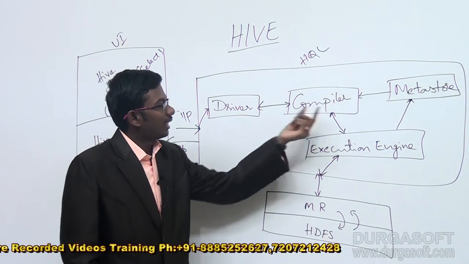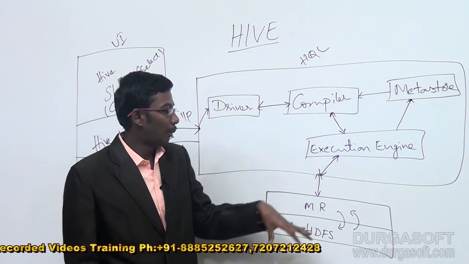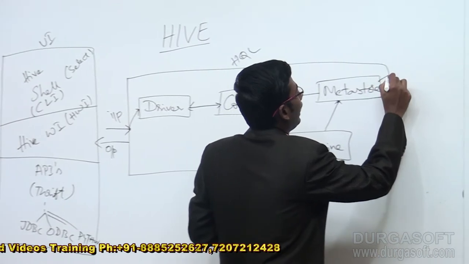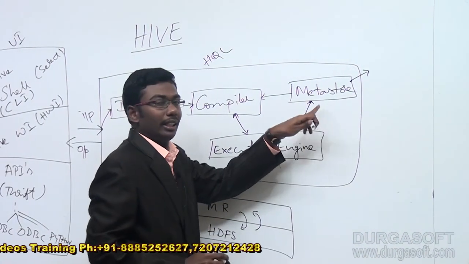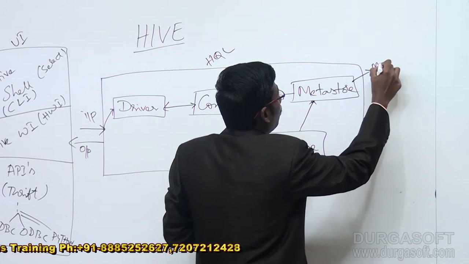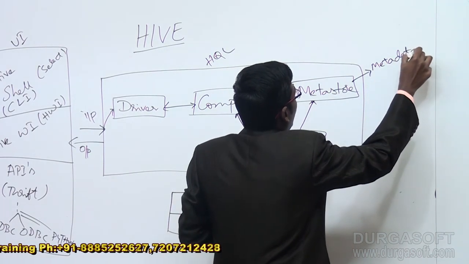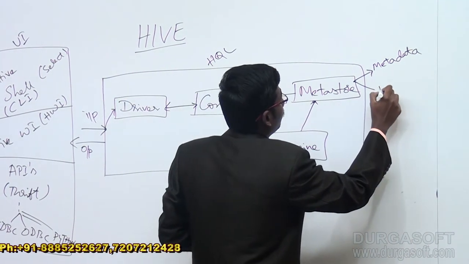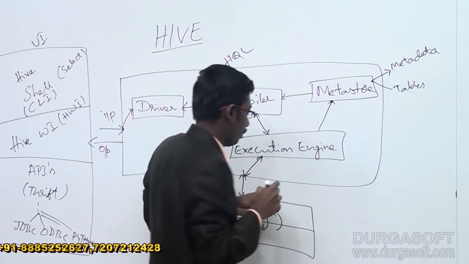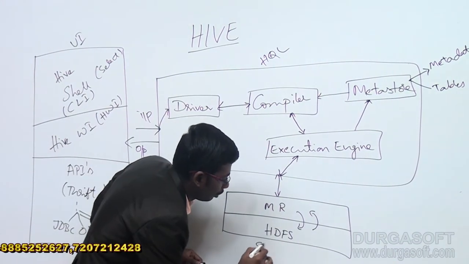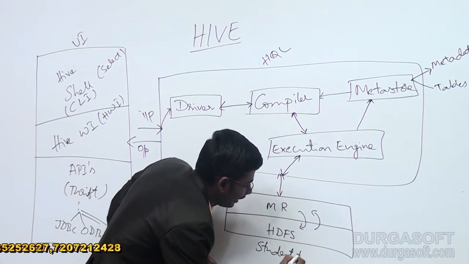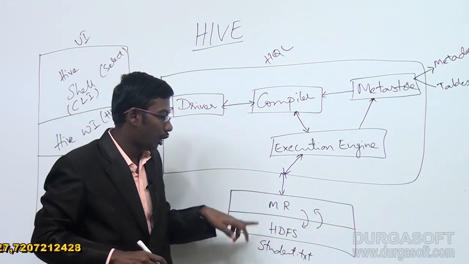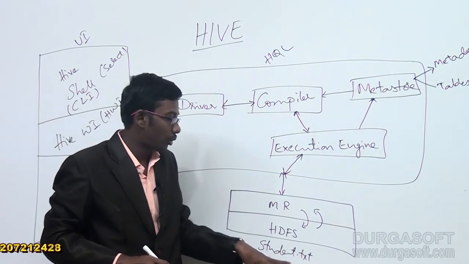On top of this, Hive also maintains some structured information in the form of the Metastore. Metadata will be maintained and completely taken care of by the Metastore, which also handles the importance of metadata and the data taken care of by the HDFS tables. Suppose, in the example, student.txt is a file in HDFS storage. Through the MapReduce job, I take the entire data from that student.txt.